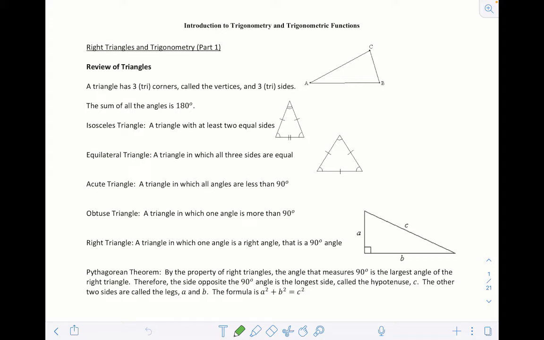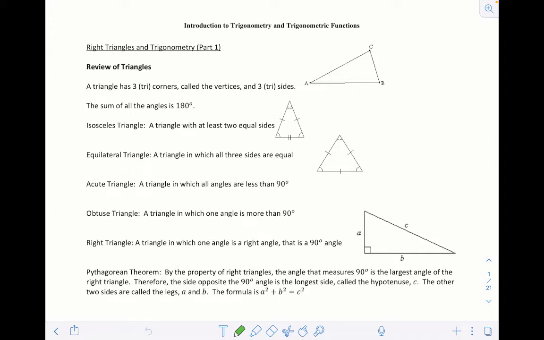In this 5-part series, I want to go over an introduction to trigonometry. I'm going to start by covering right triangles, and then later on I'll show the connection between the right triangles and the unit circle. So first thing here is some review of triangles.